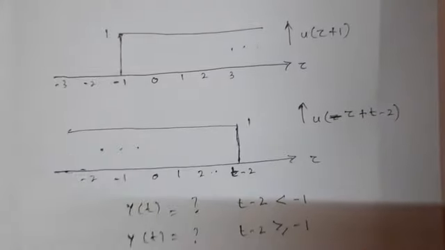In the next case, the first condition is t minus 2 less than minus 1. So I'll try to draw u of tau plus 1 as it is.